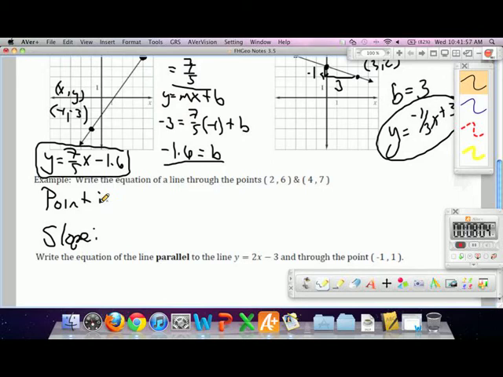First example, I give you 2 points. Even if they're not graphed, I still tell you 2 points. You can pick one of them. I like to go with smaller numbers. The slope we don't have, but you can calculate it. The slope should be what? 7 minus 6 over 4 minus 2, or 1/2.